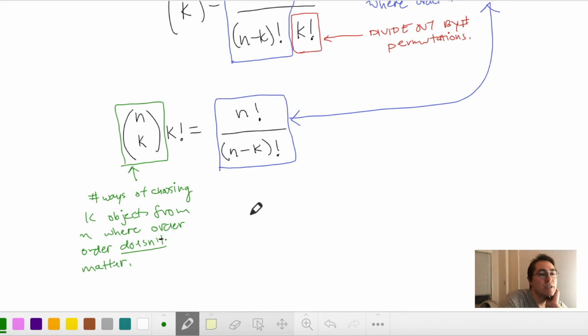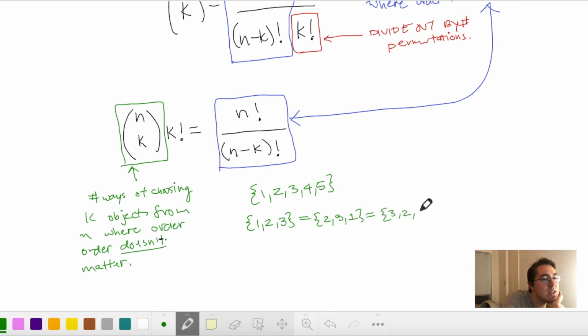Okay, and just to illustrate what's going on here, let's suppose we had this set 1, 2, 3, 4, 5, right? And let's say I'm picking 3 elements at a time. So let's say I had this set 1, 2, 3. For me, if I don't care about the order, that's the same as, say, 2, 3, 1, and 3, 2, 1, and so on and so forth. There's lots of different ways of rearranging this. But to me, these are all going to count as just 1, right? These only supply 1 to the count.